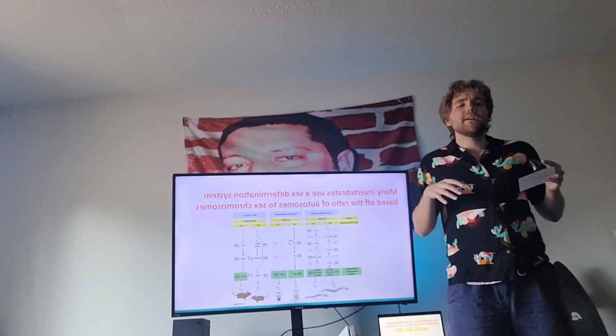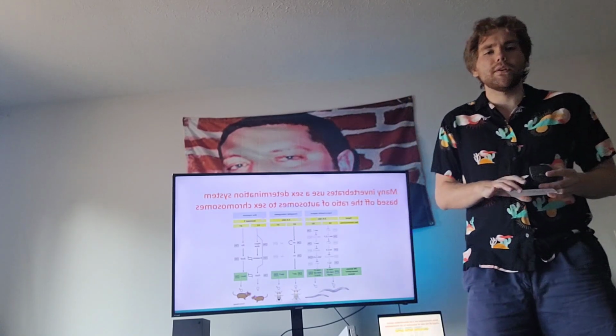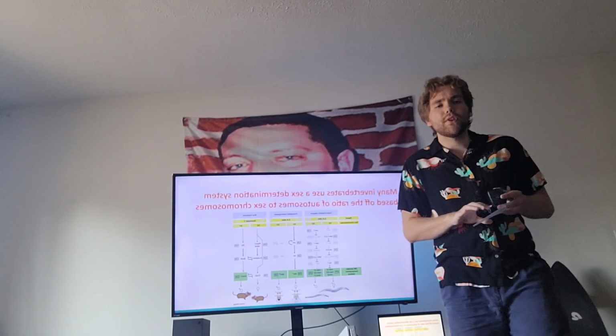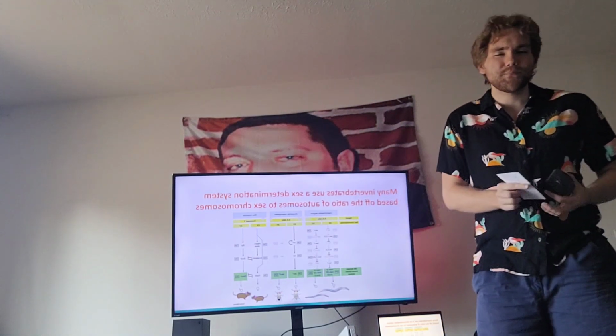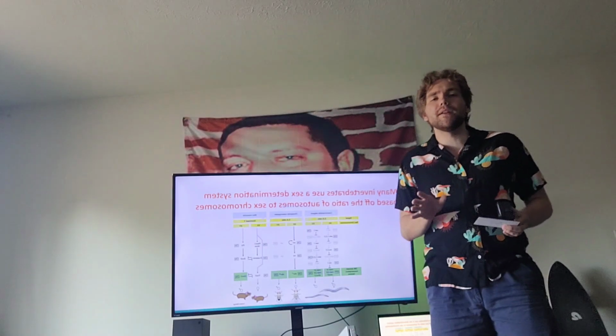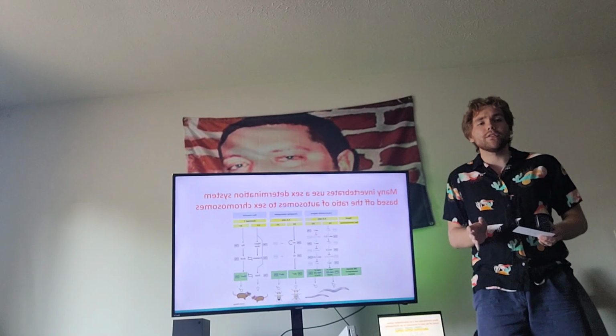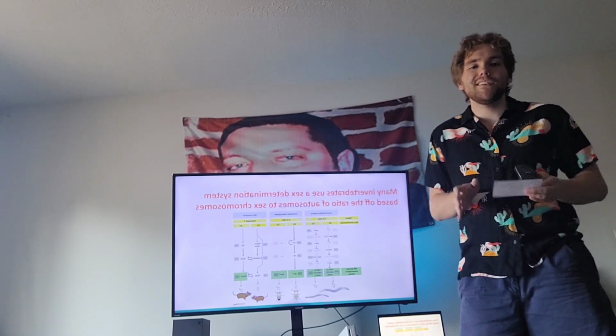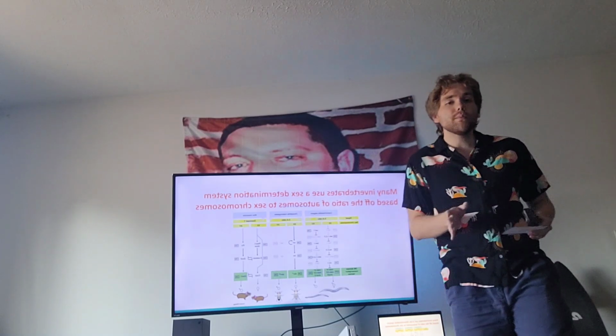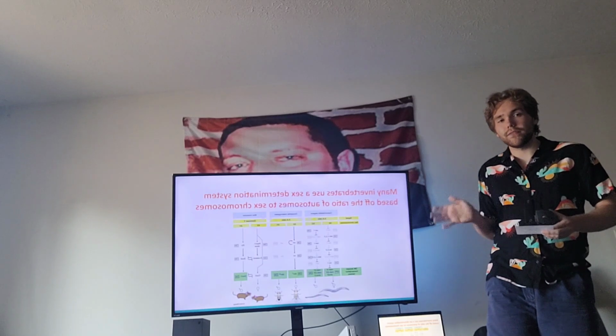Now, X and Y is not the only system that we can use here. Many species, like birds and butterflies, use a ZW and a ZZ system, where the heterogametic and the homogametic sexes are switched, with females having the ZW chromosomes and males having the ZZ. In invertebrate species, it gets even more complicated, like flies and worms.